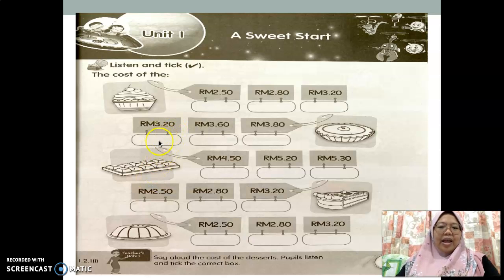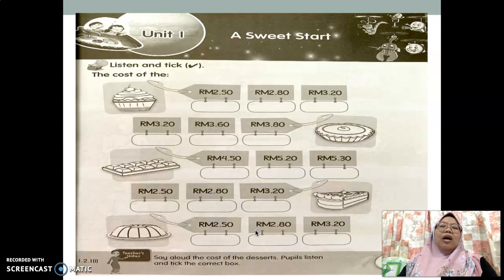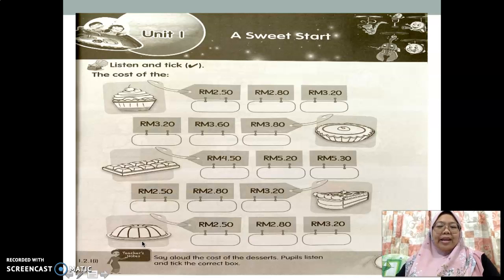Next, the cost of a slice of cake is RM2.80. And the last one is the cost of the jelly is RM2.50.